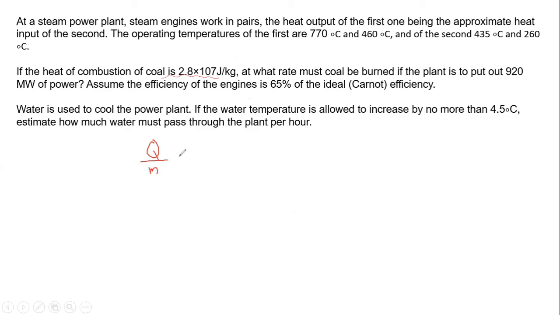mass is 2.8 times 10 to the 7 joules per kilogram. So basically, if I wanted to know actual Q, whether it be Q1 or Q2, and it is Q1, you want to know the coal that is being burned in order to make Q1. Q1 times this, sorry, do that backwards.